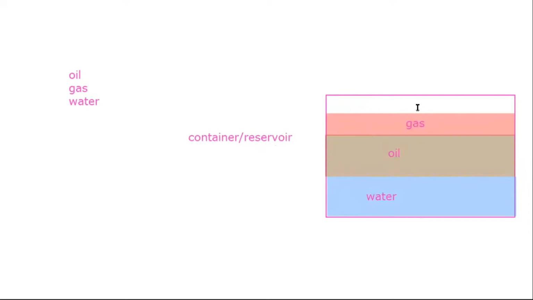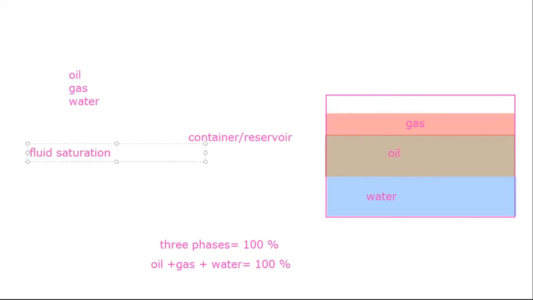Now, in this container we have three phases. Total is 100%. If we talk about oil, gas, and water, in simplest terms, we can say oil plus gas plus water is 100%. Total are 100%. So now, what do you mean by the fluid saturation in percent? How much oil we have here?